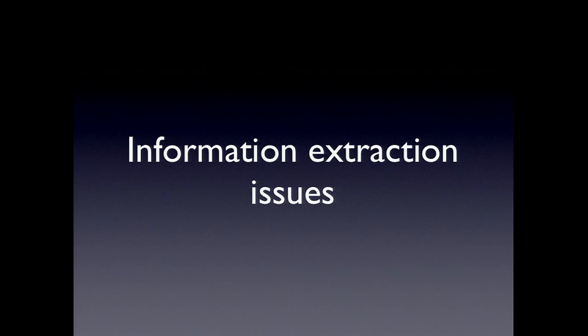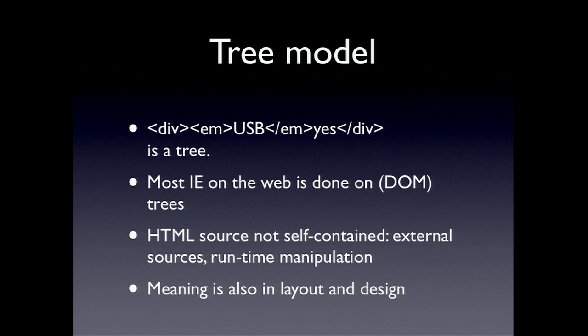So, okay, first, issues. Why are we not happy with DOM approaches? As we all know, and that might be too easy for you, in DOM HTML models we're talking about trees. And still, most information extraction on the web is being done on the DOM tree.